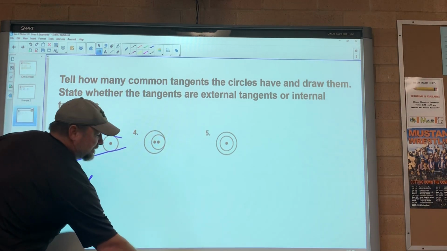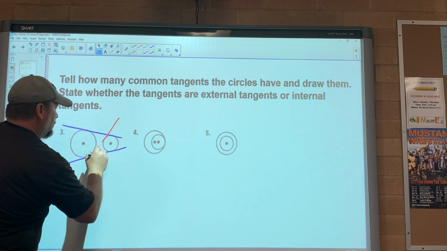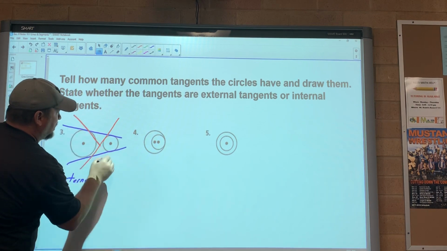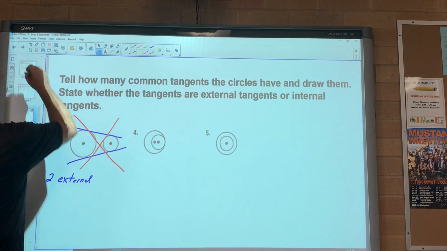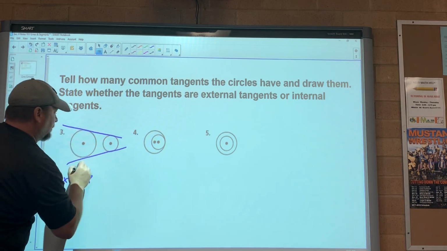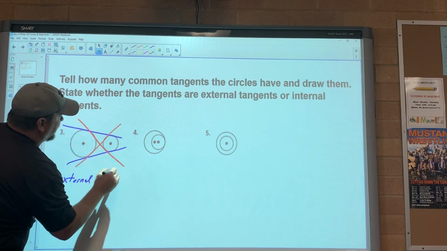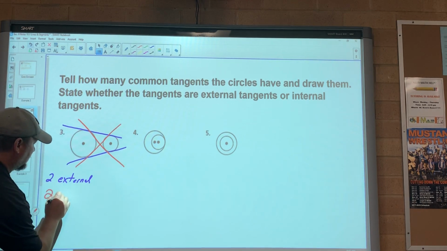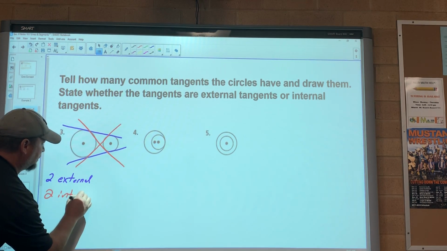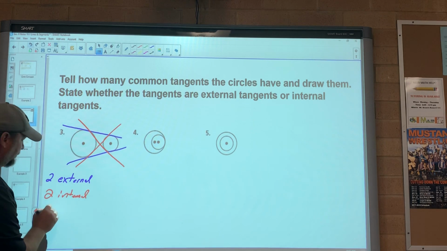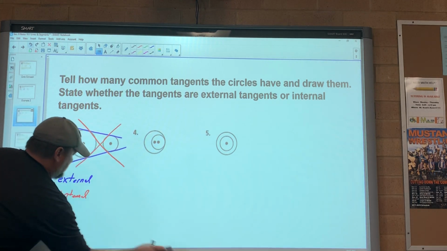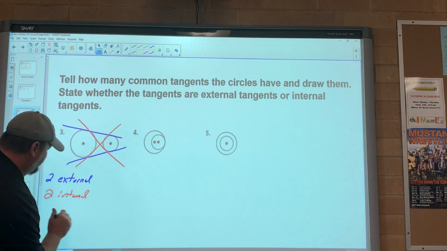And it has 1, 2, and I didn't draw those very good. Maybe I'll draw them a little better for you. There we go. There we go. So 2 internal. So 4 total. Write that in a different color.